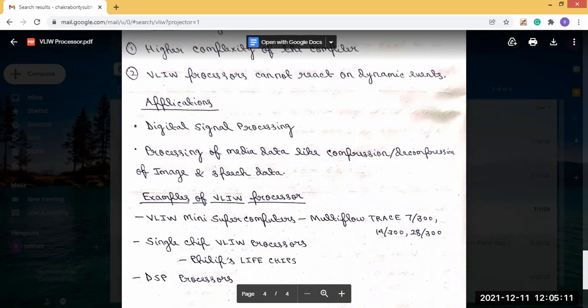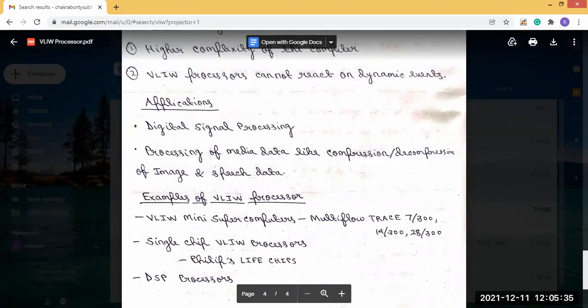The thing to note is that a VLIW processor is basically for executing a large number of instructions, or when the volume of instructions is large. Then what do we do? We group multiple independent operations or instructions together. So why?